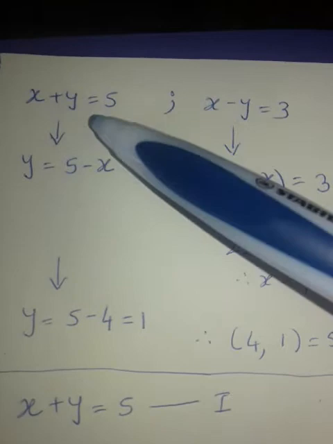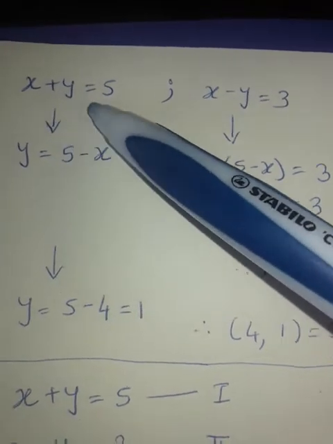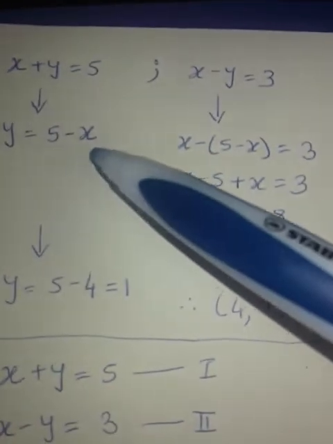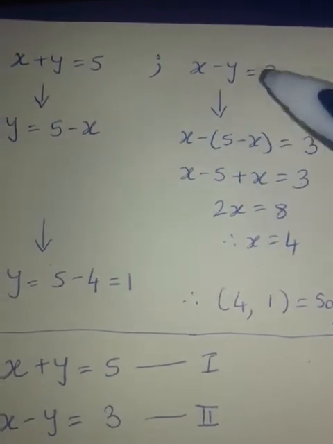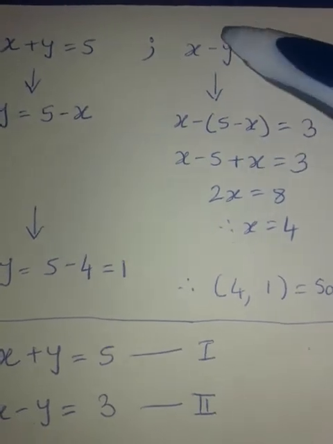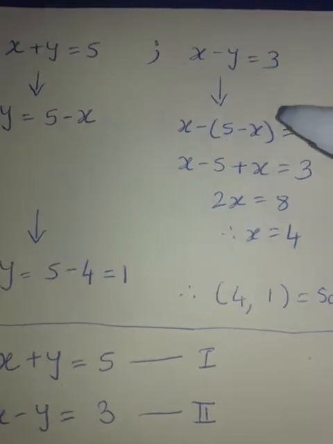This one. What we did here, x plus y is equal to 5. So we wrote y in terms of x. And in the second equation, we substituted y with x. We substituted y with x.